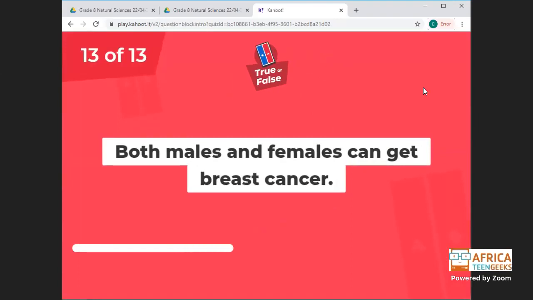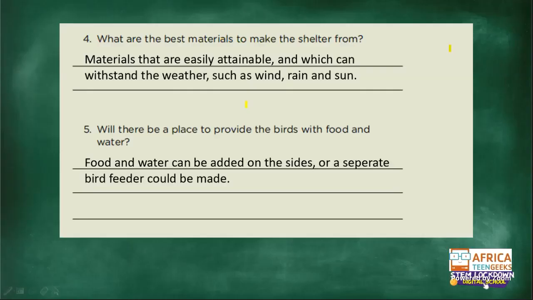For giving the correct answer. Both males and females can get breast cancer. I will make the birdhouse, and then I am going to make a bird feeder, and I'm going to hang.